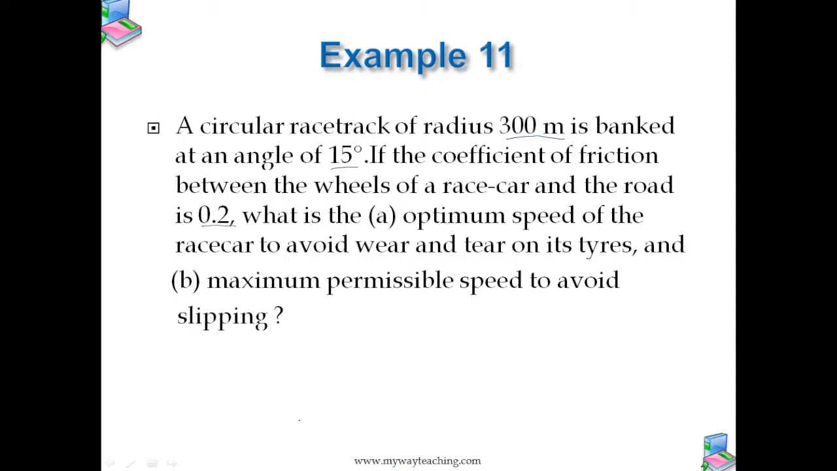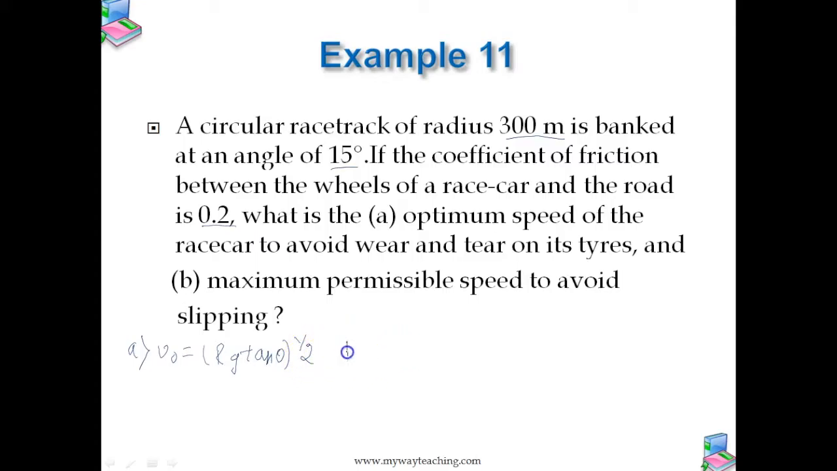So at the optimum speed, the normal reaction's component is enough to provide the needed centripetal force. If the speed is optimum, normal reaction is enough to provide the necessary centripetal force and the frictional force is not required in that case. So the optimum speed v naught is given by (Rg tan theta) whole raised to 1 by 2.